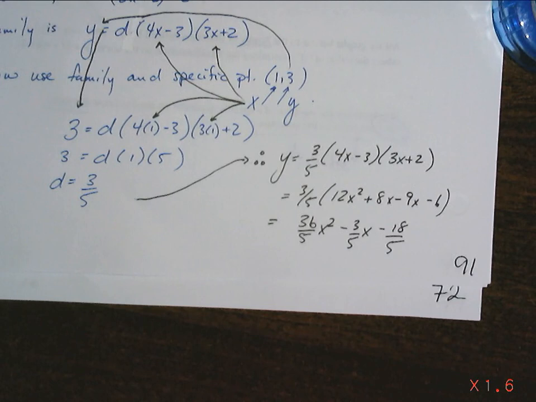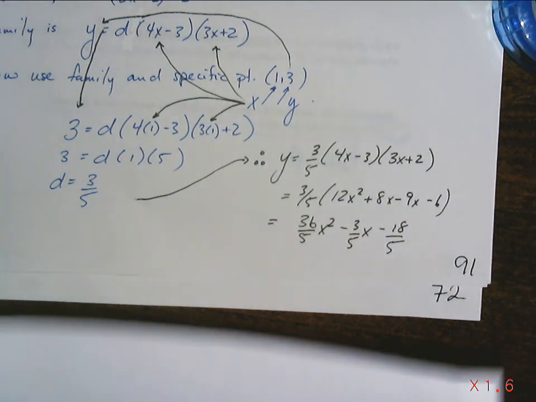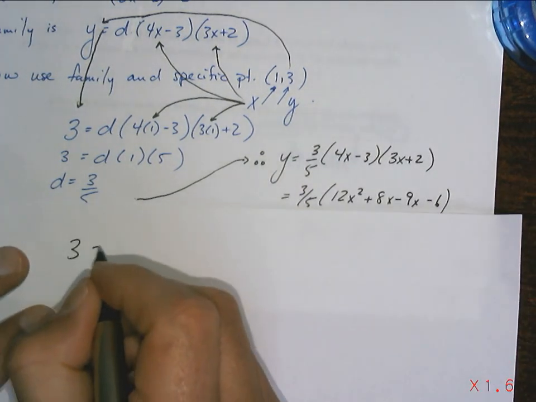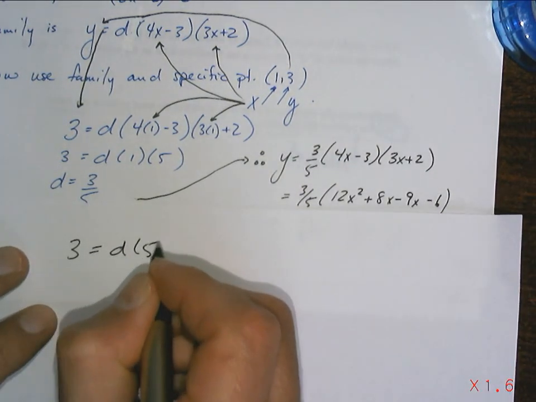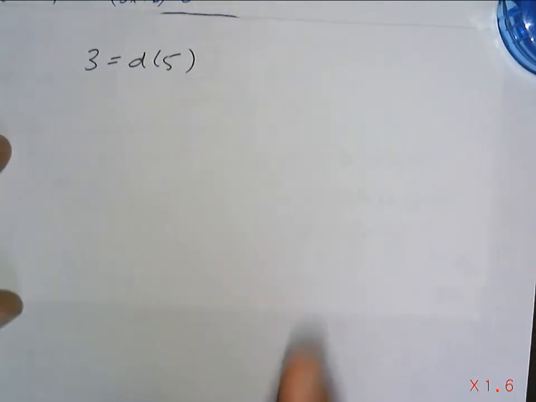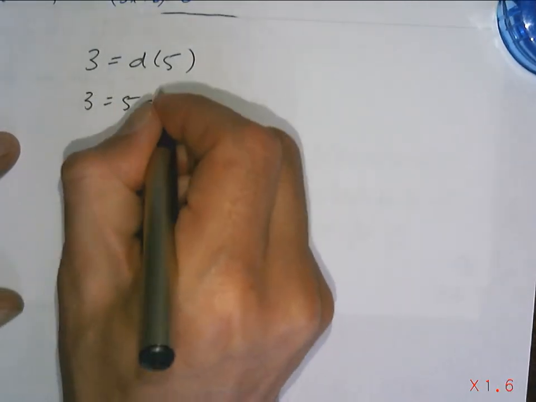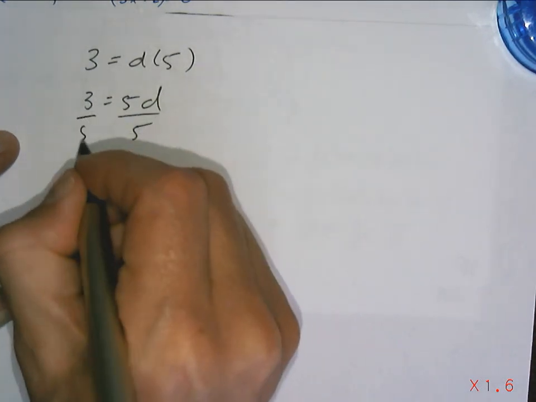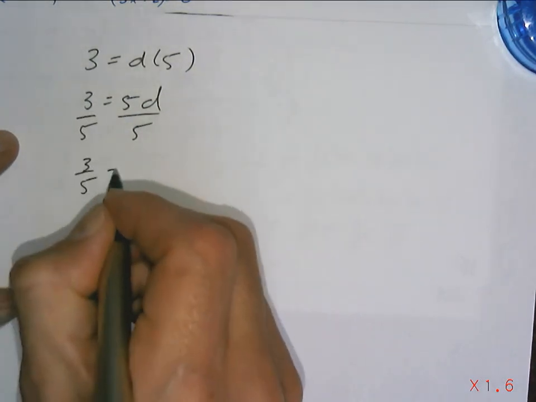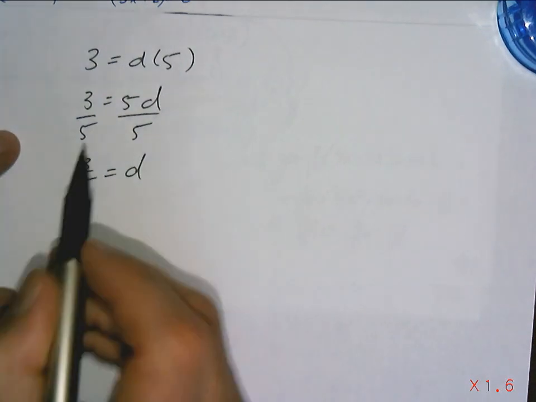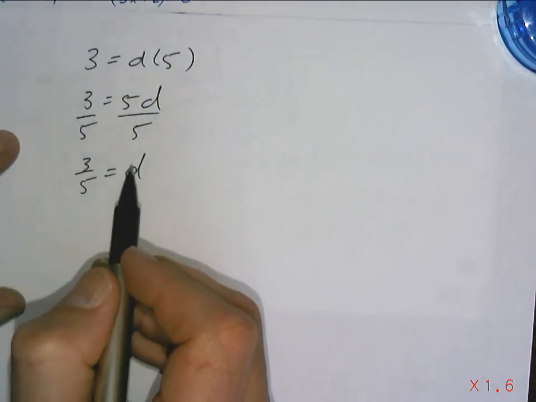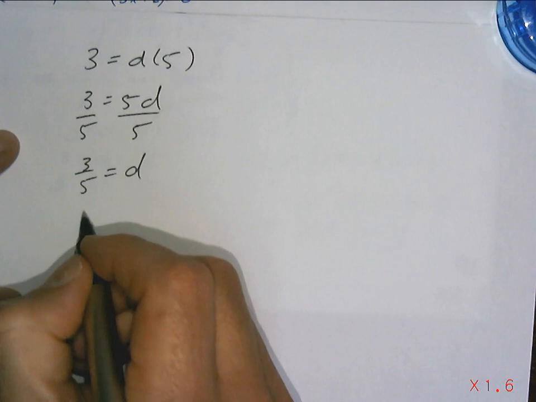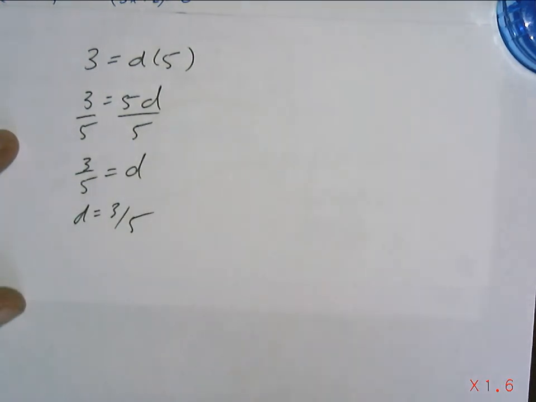When you brought the 3 over from the d, when you changed the sign? Very cool. I didn't bring the 3 over from the d. Let's go here. I had 3 equals d times 5. Agreed? So that's the same as 3 equals 5 times d. Agreed? Boom chaka-laka laka. 3 over 5 equals d. Now, if 3 over 5 equals d, does it make sense that d equals 3 over 5? Okay. That's what I did.